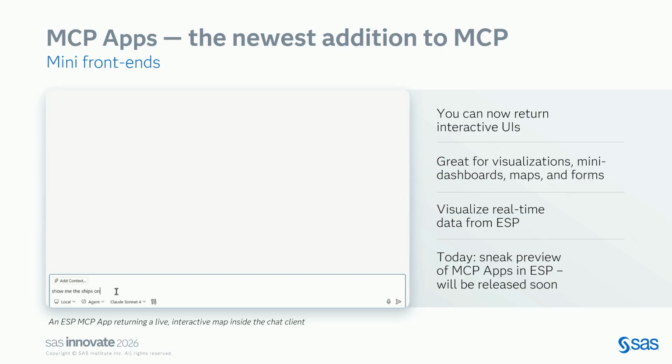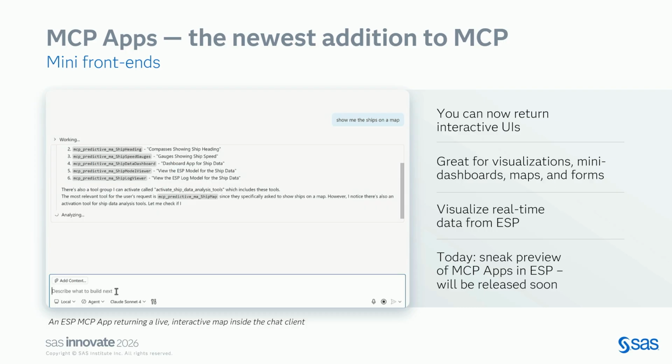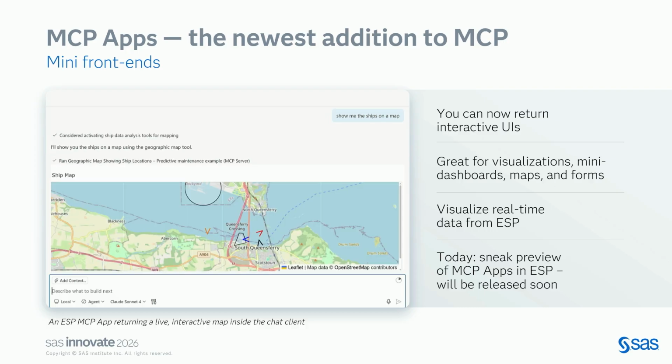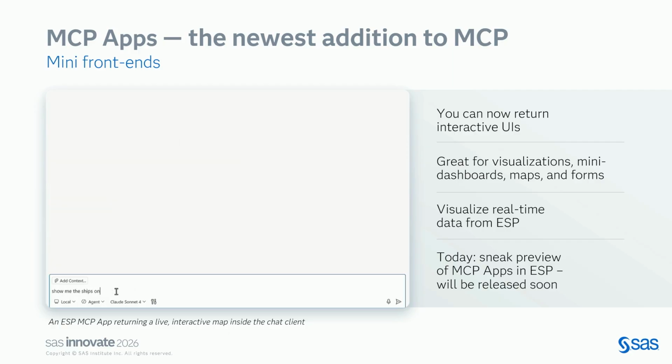There's a new kid on the block as well called MCP apps. This was released in January. And the cool thing about MCP apps is that you cannot just return text, images, or JSON. No, you can actually return mini apps back to the GenAI client of your choice. It's already supported by Visual Studio Code, but also Claude and ChatGPT. And you can build really cool visualizations using ESP, but also work with maps, forms, and so on. And what you see today is a sneak preview of what's available in ESP, and we hope to release this very soon.